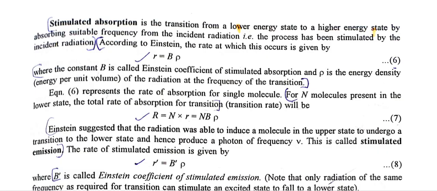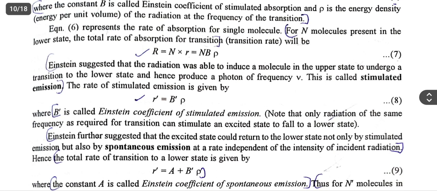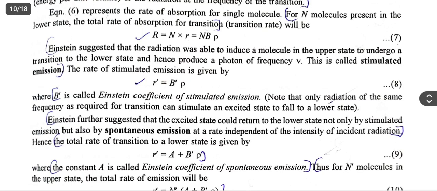Equation 6 represents the rate of absorption for a single molecule. For N molecules present in the lower state, the total rate of absorption will be R = N B rho. Einstein suggested that the radiation was able to induce a molecule in the upper state to undergo a transition to the lower state and hence produce a photon of that frequency. This is called stimulated emission.